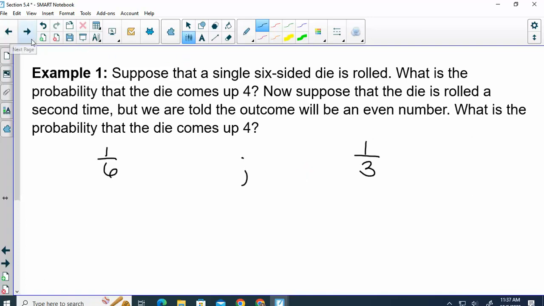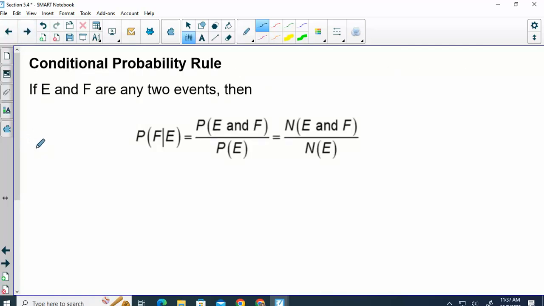With conditional probability, if you're following along on your formula sheet, to find a conditional probability, it's the probability that both things occur divided by the probability of E. So the probability of me having a 4 and an even number divided by the probability of having an even number. All right, so we can look at conditionals using this formula, which we'll do more later on.